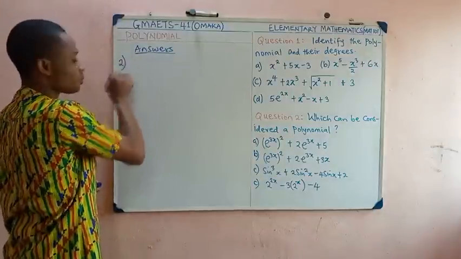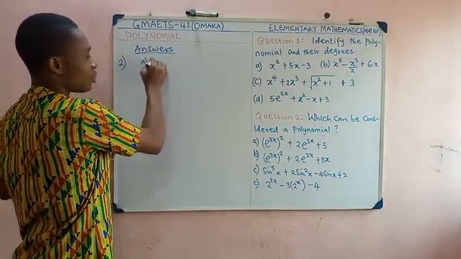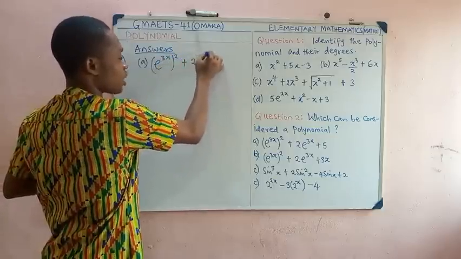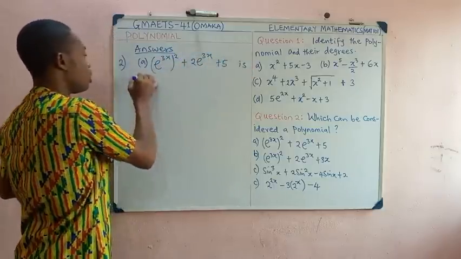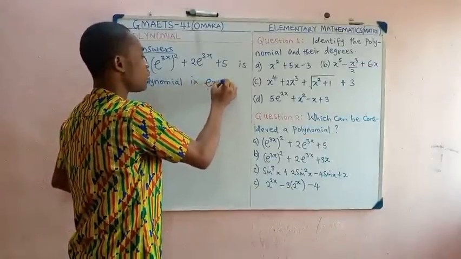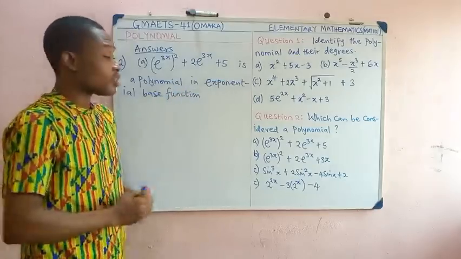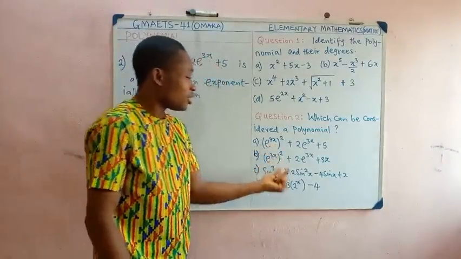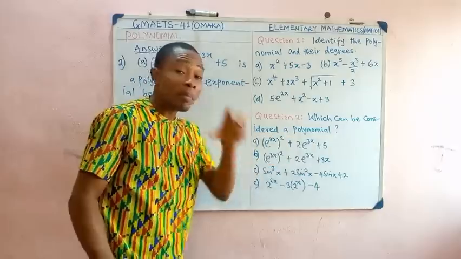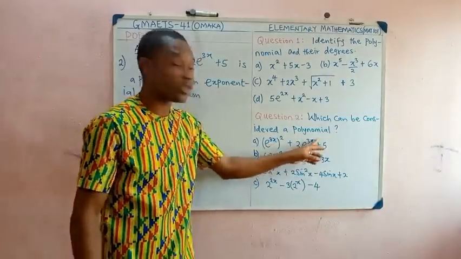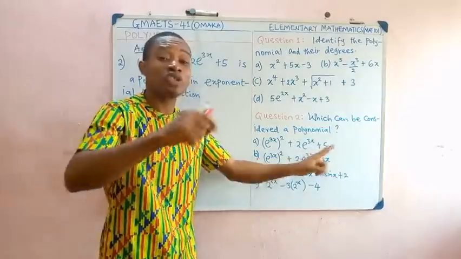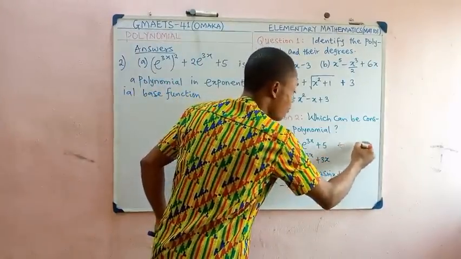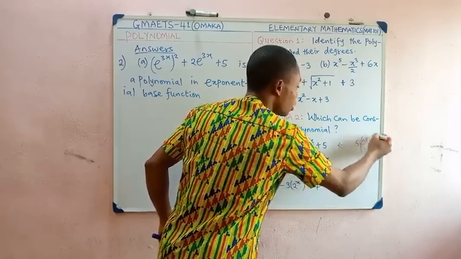So, question number 2. The first one, A, we have exponential 3x squared, then plus 2 exponential 3x plus 5, is a polynomial. An exponential base function. Because the base there is exponential, all of them is exponential. Having identified that this is exponential, take note, the bases of the exponential must be the same. That's why you have exponential 3x, exponential 3x. This 5 is actually carrying exponential 3x bracket raised to the power 0.